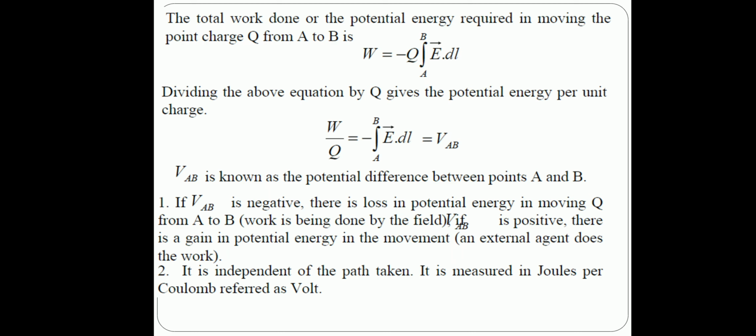Dividing the above equation by q gives the potential energy per unit charge. So we are finding W by Q. That represents the potential VAB, from A to B. So we can say that W by Q is equal to VAB, equal to minus the integral from A to B of E dot dl. This VAB is known as the potential difference between points A and B.